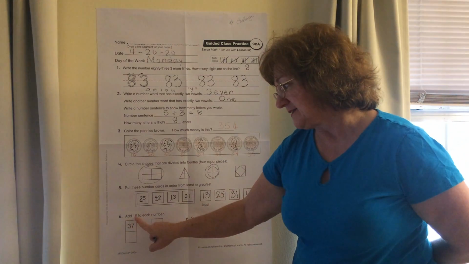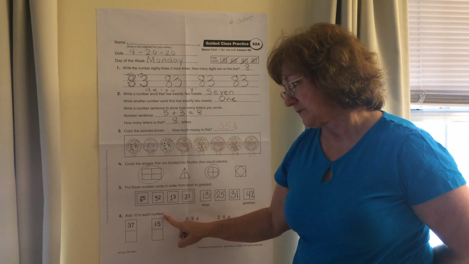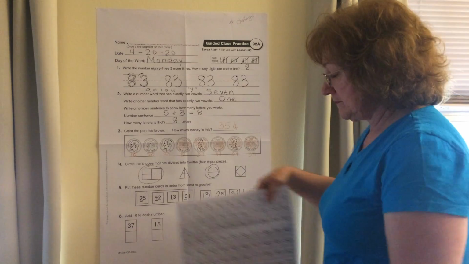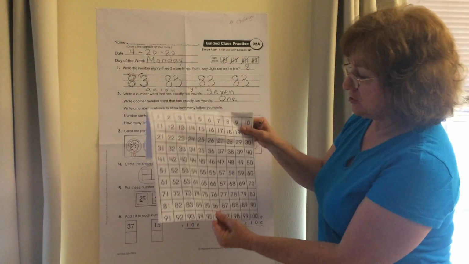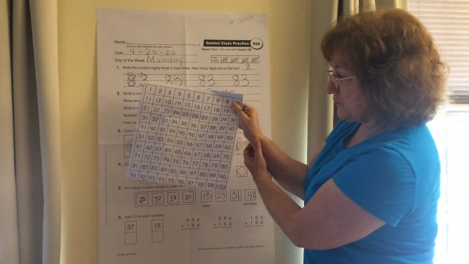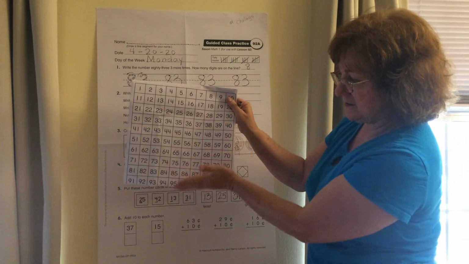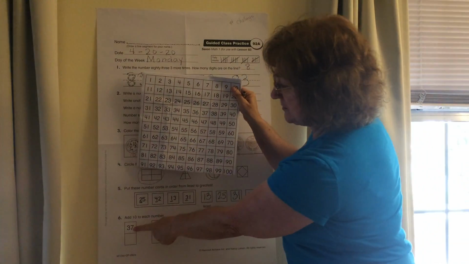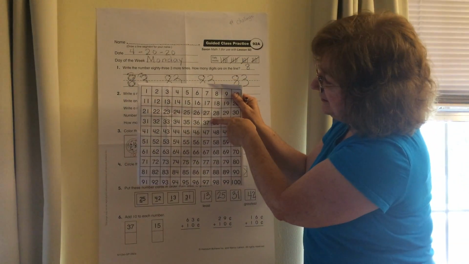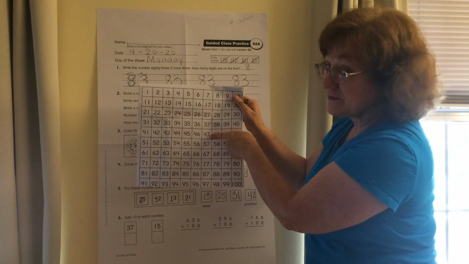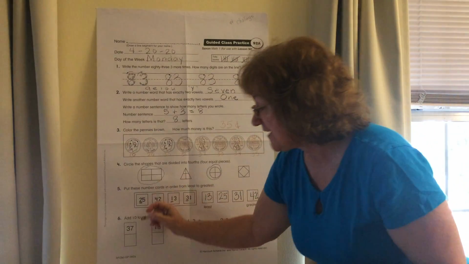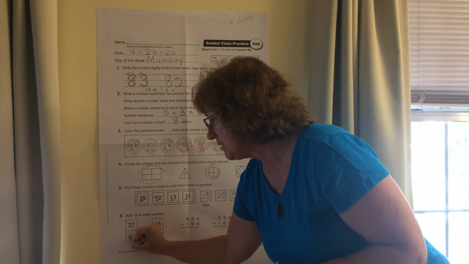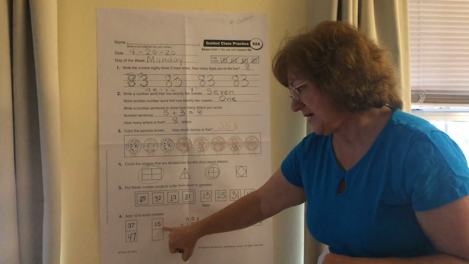Number 6, add 10 to each number. All right, remember when we did our 100 chart, and I kept this one when we did that page. Okay, if it's greater, we go down on the chart because the numbers get greater as they go down this type of chart. So number 37 is right here, and what's under it? 47. 47 is 10 more than 37.